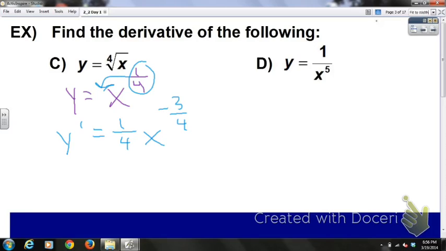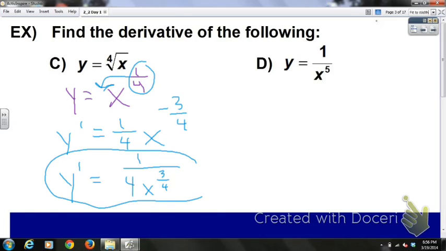Now we don't like negative exponents, so we're going to take our x to the negative 3/4 and move it downstairs into the denominator. So our answer, y prime, is equal to 1 over 4 x to the 3/4. You can rewrite the x to the 3/4 using radicals and powers. However, it's not necessary as long as your power is positive.